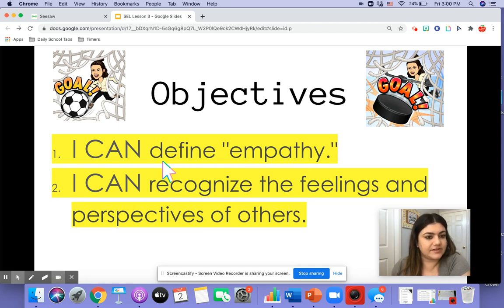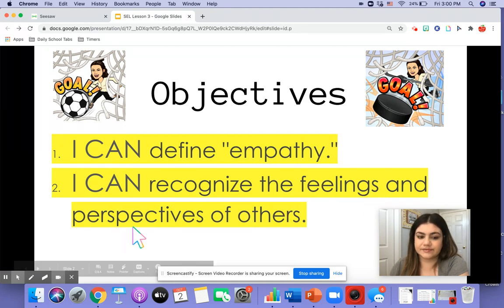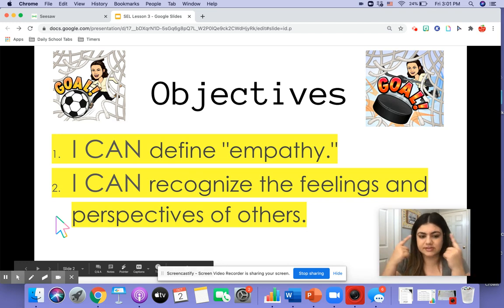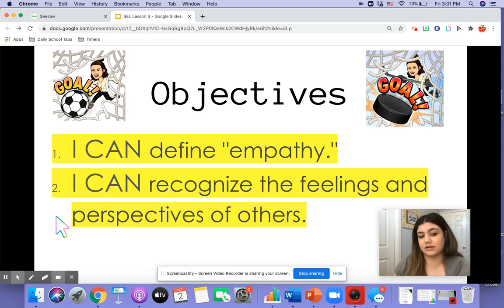So by the end of the lesson today, you should be able to look at somebody and say, I know what empathy means, and empathy means this. Number 2, go ahead and read with me, I can recognize the feelings and perspectives of others. So we already know what feelings are. Perspectives means that everyone looks at something in another way.